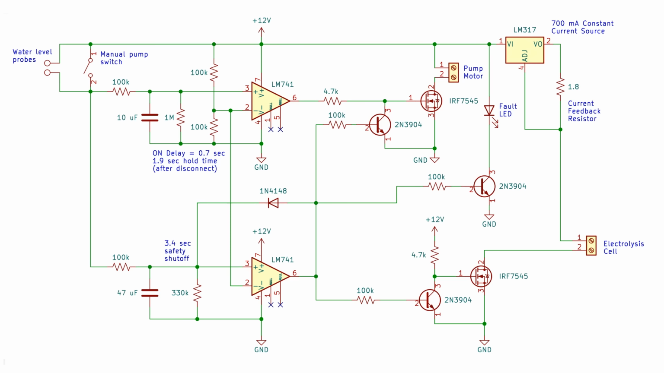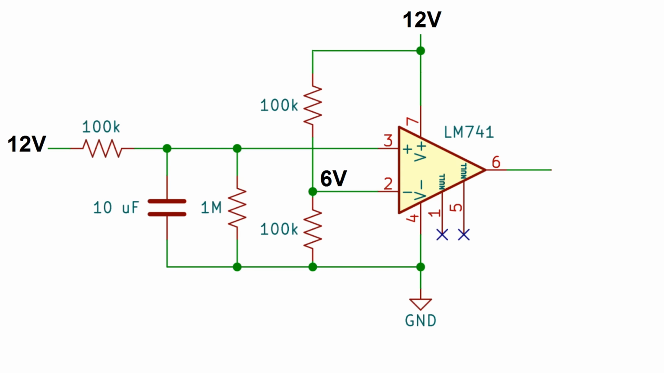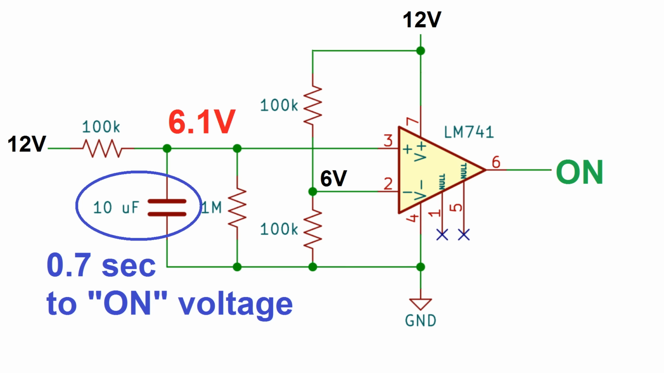When the water level sensor trips, it closes this circuit and starts charging up the capacitors on the positive rails of these op-amps through these 100K resistors. When the voltage on the positive rail exceeds the voltage on the negative rail, which is a fixed 6 volts, the op-amp turns on. This happens after about 0.7 seconds on the first op-amp.